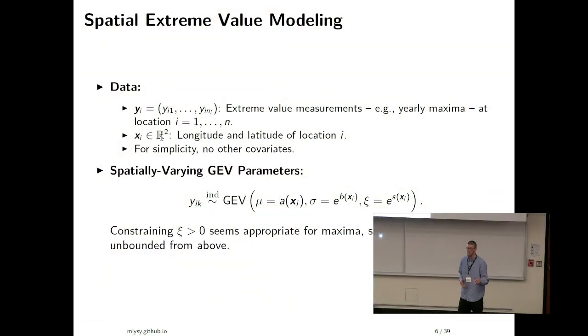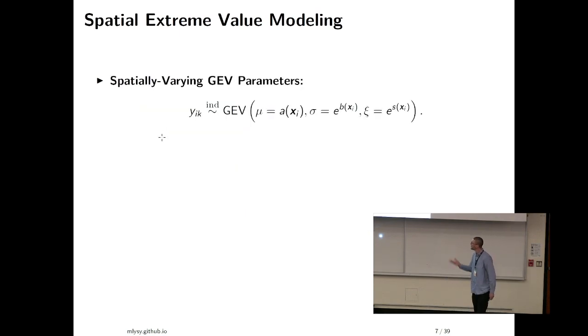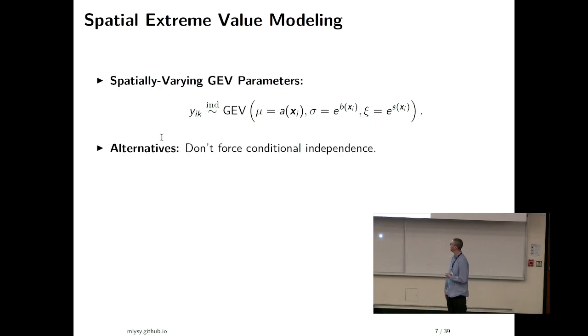If anyone has a better way of doing this, I would love to discuss it. But this is the best that we came up with for this paper. So this is the model we use, but it's not the only one. You don't have to do this. And in fact, a lot of the pushback on this is that conditional independence. Does it really make sense?